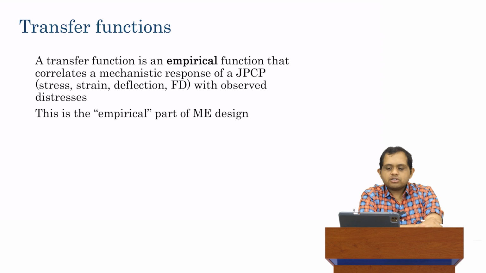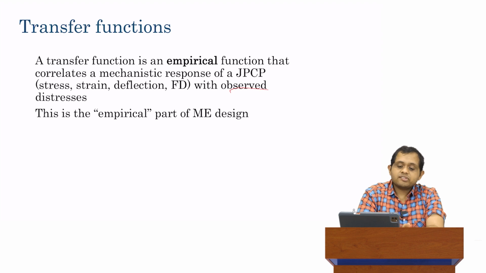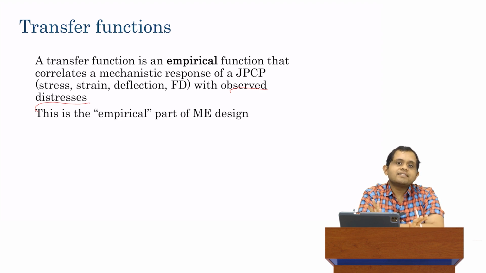So a transfer function is an empirical function that correlates a mechanistic response of a JPCP, which could be stress, strain, deflection, fatigue damage, etc. These are mechanistic responses. A transfer function correlates these mechanistic responses with observed distresses that we see when we go out in the field and collect this data. So you cannot build a transfer function sitting inside an office. You have to go outside, you have to collect the data, and you have to know quite a bit about the history of the pavement. And based on that, you have to develop these transfer functions.